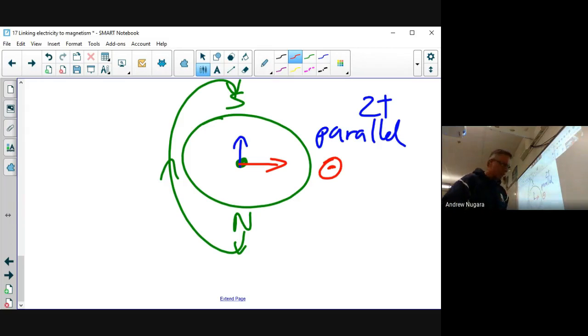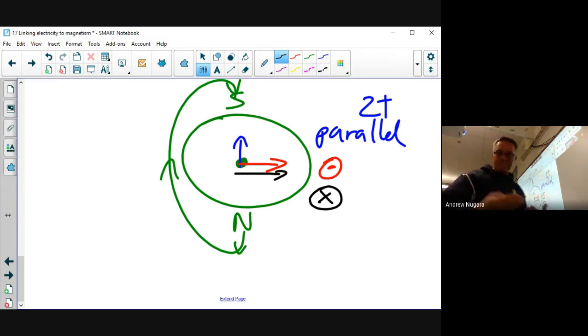Now, what if I change that to an electron? And I did the same thing. If I did an electron going to the east, I would use my left-hand rule. And what would the electron do? It would be forced towards the Earth. So it would be forced into the Earth.